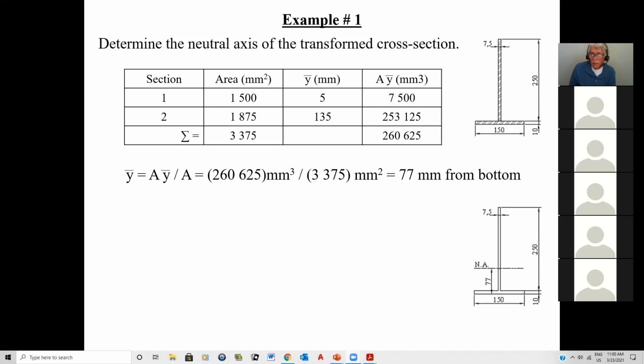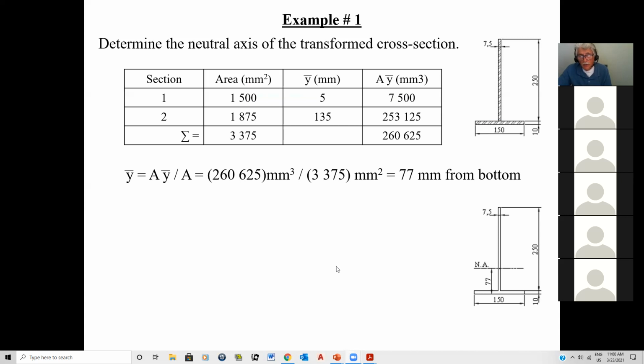There's my neutral axis. Now, what can I do with my neutral axis? With my neutral axis, I can calculate my moment of inertia. You guys remember how to do that? Does anybody remember how to calculate the moment of inertia of this section, knowing where your neutral axis is? No, sir, I forgot about it. You forgot how to do it?